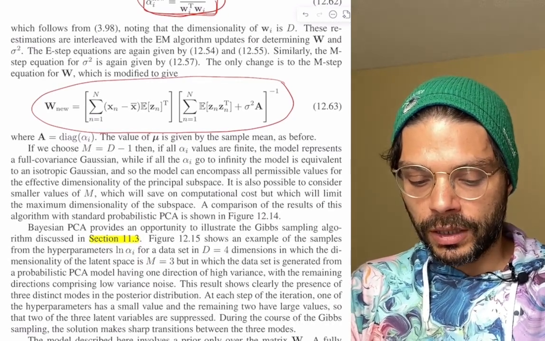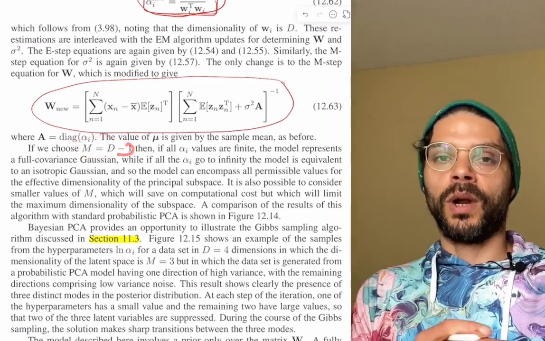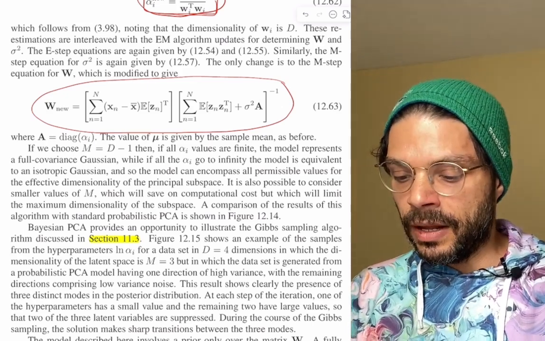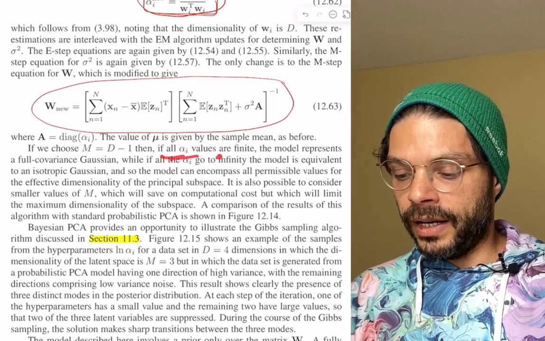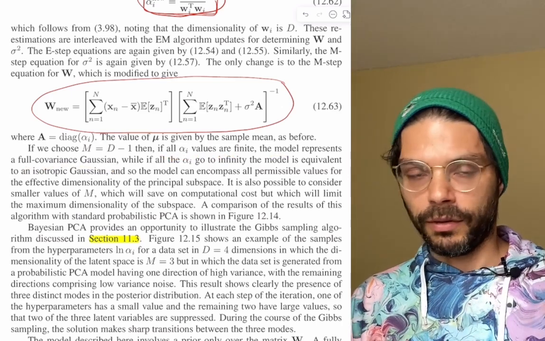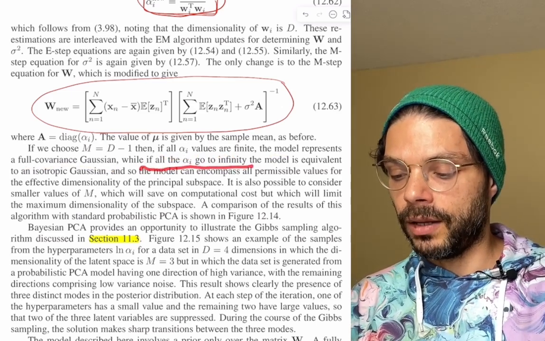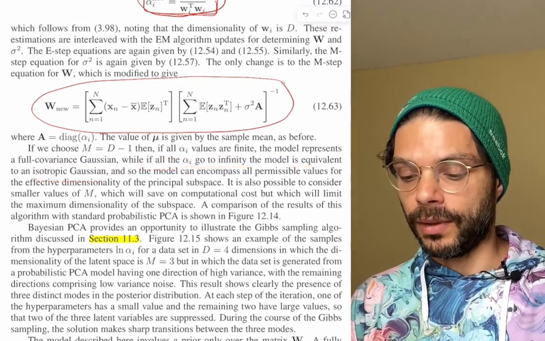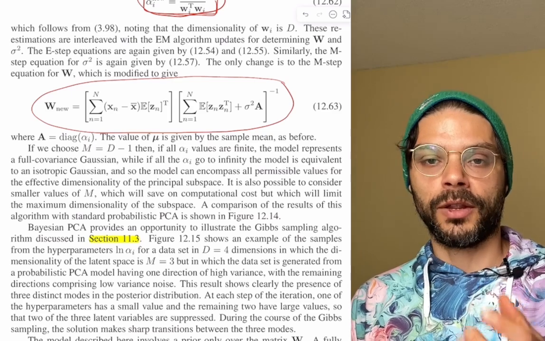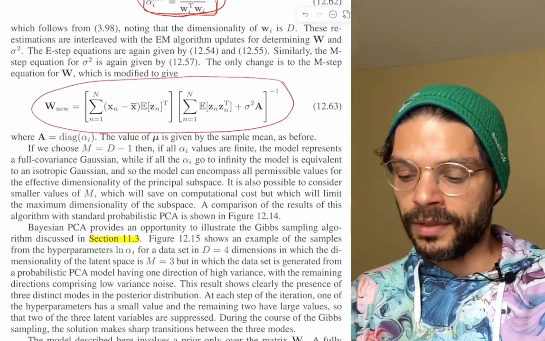If we choose m equals d minus 1, remember, this is the largest dimensionality we can take. It's minus 1 because one of the dimensions has been removed due to our data having the mean put in a separate variable. If all alpha_i values are finite, the model represents a full covariance Gaussian. That means if you figured out that you actually need all the dimensions, you can't really reduce dimension. If all the alpha_i go to infinity, the model is equivalent to an isotropic Gaussian, so the projections or subspace information is useless. All you're left with is the noise term and the mean offset. So your data basically just looks like a Gaussian ball.